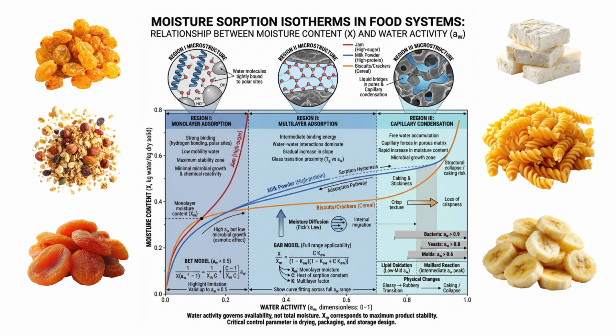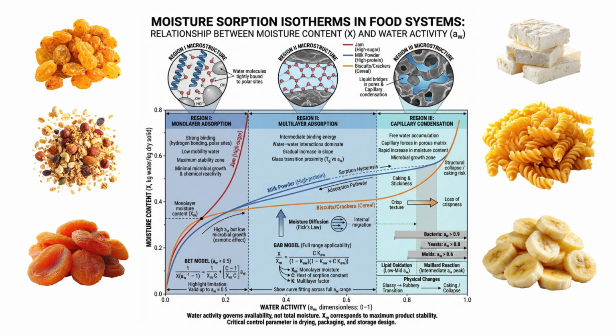safety, and quality. In this video, we will explore moisture sorption isotherms, which describe the relationship between moisture content and water activity in food systems. This relationship is fundamental in food engineering, especially in drying, packaging, and storage design. Let us begin with the graph.